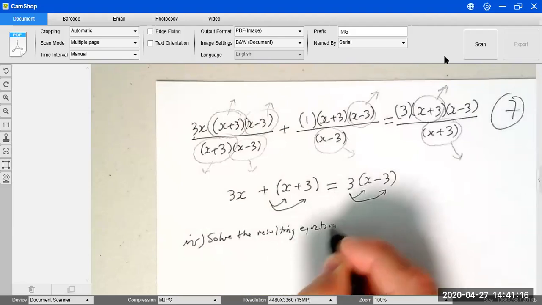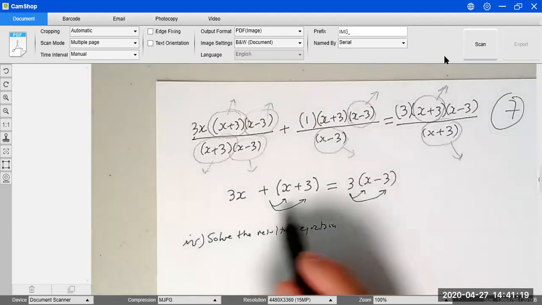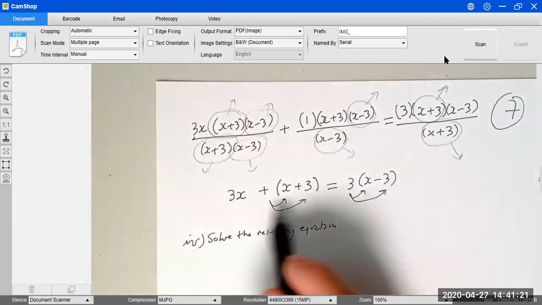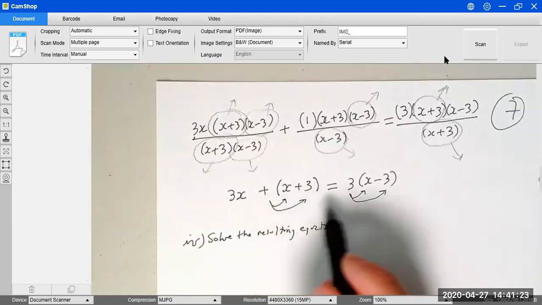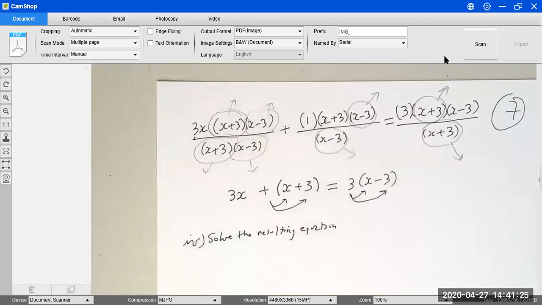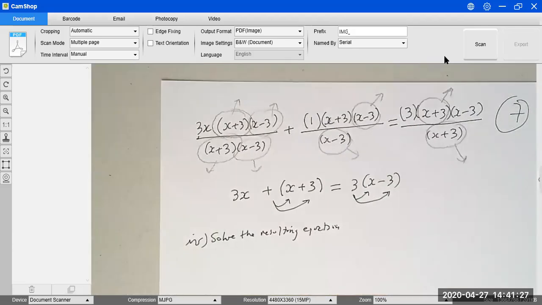So when you get to this step, you need to check that you don't get denominators. If you still have denominators, then you need to multiply by that denominator, because that means that you didn't get the right least common denominator. The purpose of the least common denominator is trying to get rid of all denominators. But at the end, if you still get a denominator, just multiply by the denominator both sides of the equation.